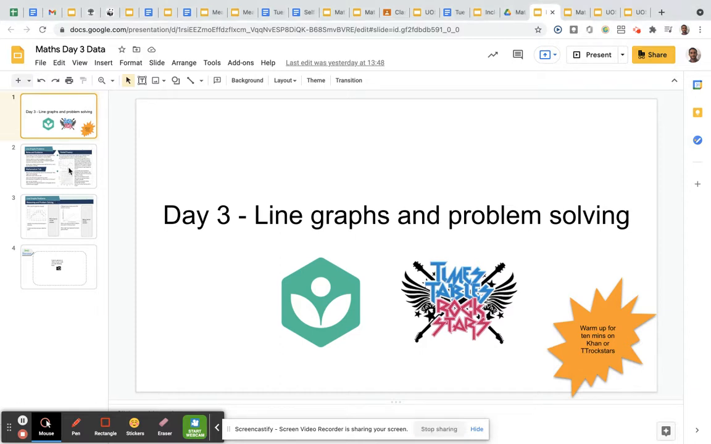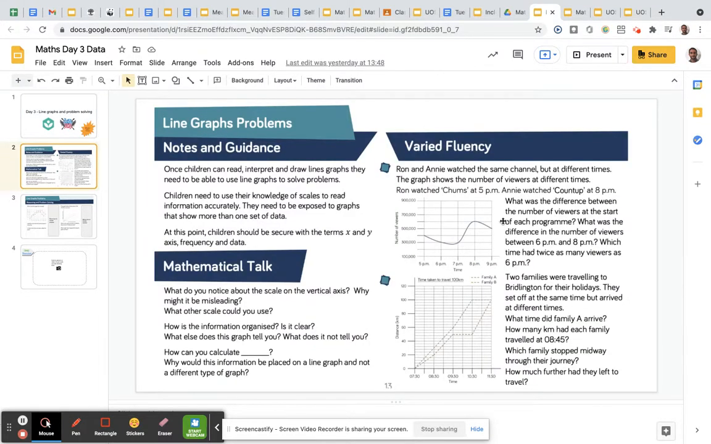So if we go to this slide here, there's a lot of words on this slide, so please do make sure you are reading nice and carefully. The teacher notes and guidance that we have here is a good way for you to think about teaching yourself. So have a look through these things and think, well, is there anything here I'm not sure of?